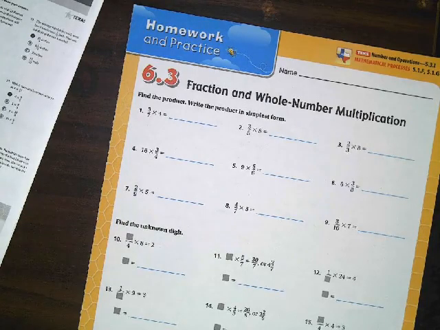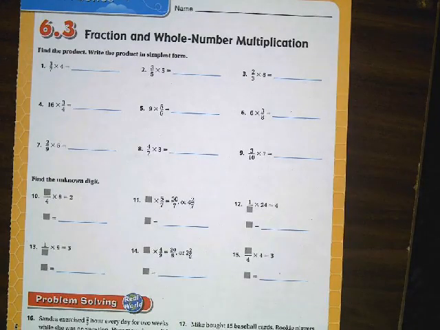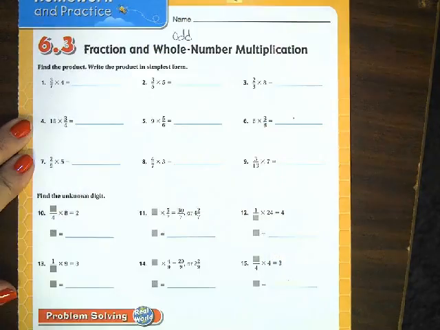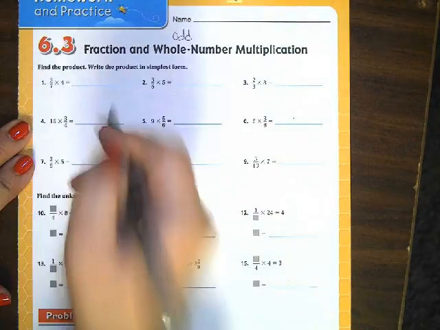Hey everyone. Okay, so for tonight's homework, it was on 6.3, fractions and whole numbers again, but this time we're going to do it without models. And so we are going to find the product and write the product in its simplest form. All right, so today we're doing odd numbers. So today we did the first one.